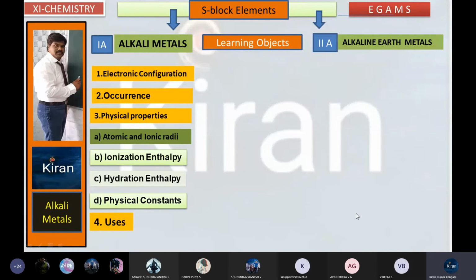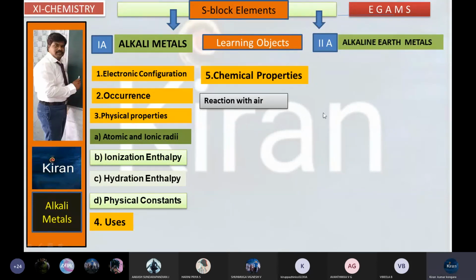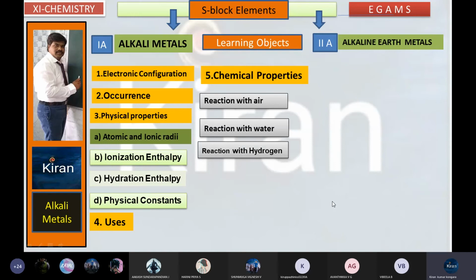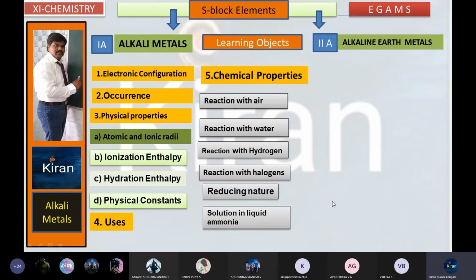Fourth one, uses of these elements, alkali metals. Fifth learning objective, chemical properties. Under the chemical properties, what chemical characteristic properties are we going to learn? Number one is reaction with air, reaction with water, reaction with hydrogen, reaction with halogen, reducing nature, and solution in liquid ammonia. These are the chemical properties. And the sixth, salts of oxyacids. When these elements react with acids, you will get oxyacids. Such kind of reactions also we are going to learn.